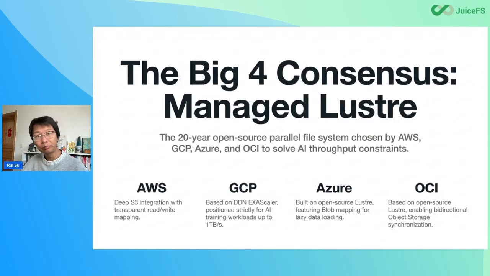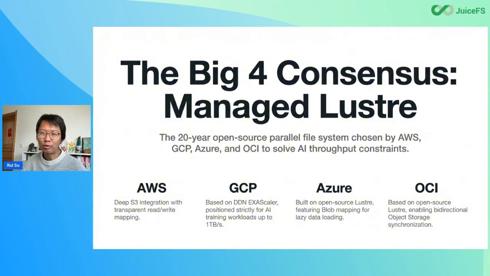But why did all four major clouds choose managed Lustre? This leads to an interesting question, but the answer is simple. Lustre is one of the most widely used and most proven open source parallel file systems in the world. It has been used and tested in HPC environments for more than 20 years.